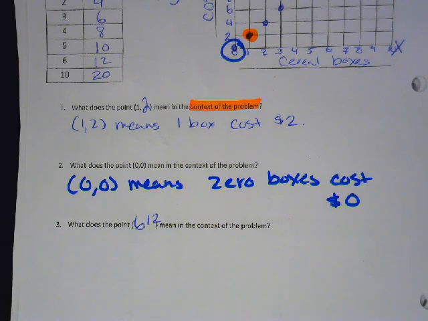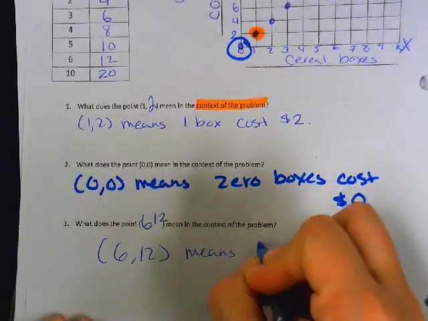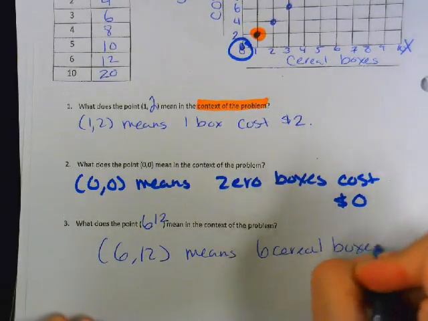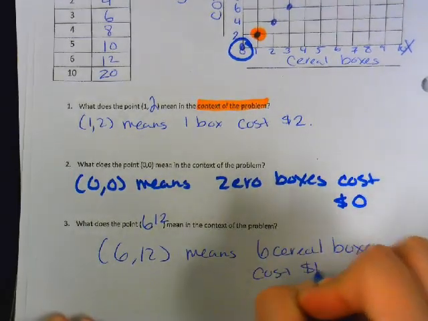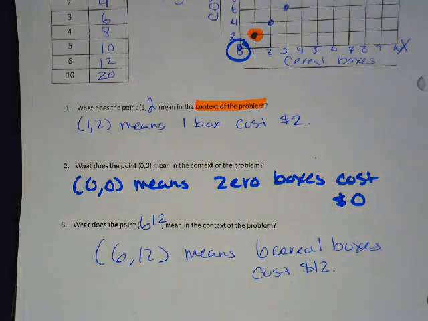6, 12? 6 comma 12. 6 comma 12 means 6 cereal boxes cost $12. Easy enough?